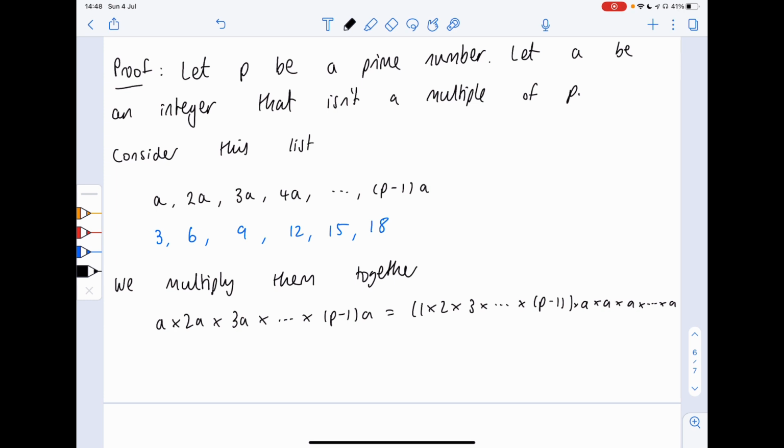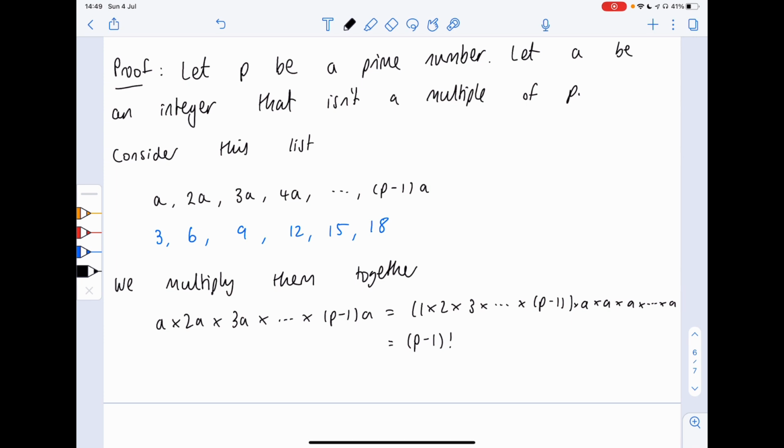So this number here, you may or may not have seen this at school, but we have a name for this, where these are all the numbers up to p minus 1 multiplied together. Right, so it's 1 times 2 times 3 times 4 times up to p minus 1. And we call that p minus 1 factorial and write it with an exclamation mark.